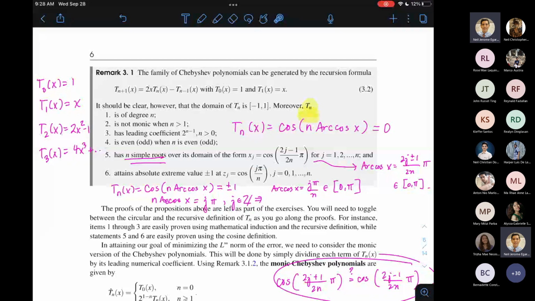Hindi pa pala kasi after nating ma-define, ma-prove yung pinaka gusto kong property ng Chebyshev in relation to minimizing the L infinity norm. Papakita ko pa yung MATLAB implementation niya. So, talagang magtatagal tayo, right? So probably section A lang yung matatapos natin on Friday. So ang exercise niyo on Monday will be about the use of Chebyshev polynomials in interpolation.